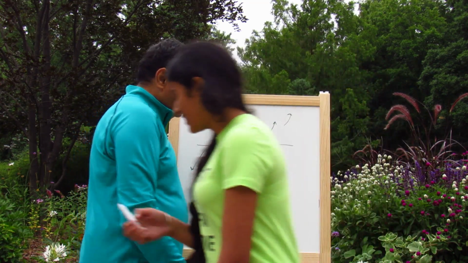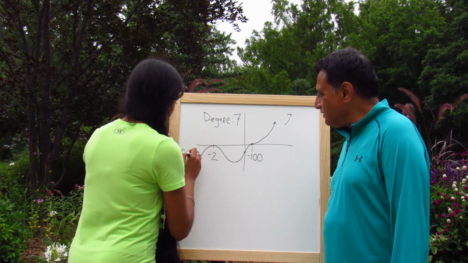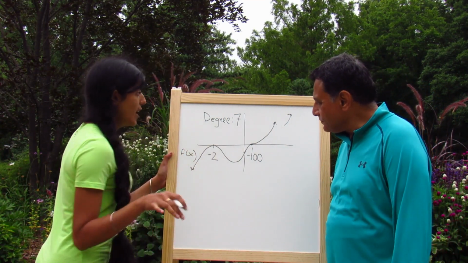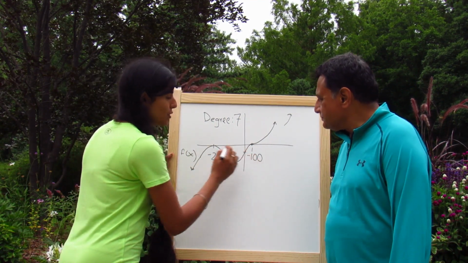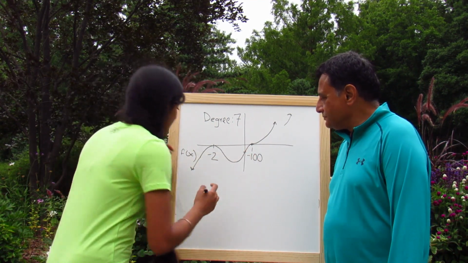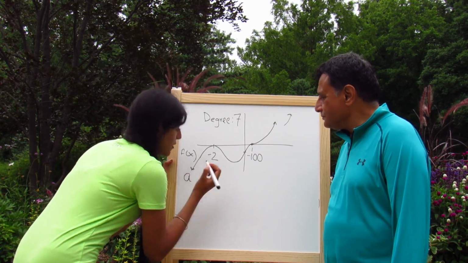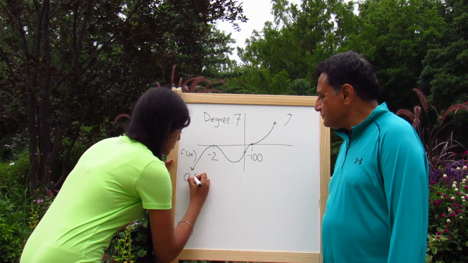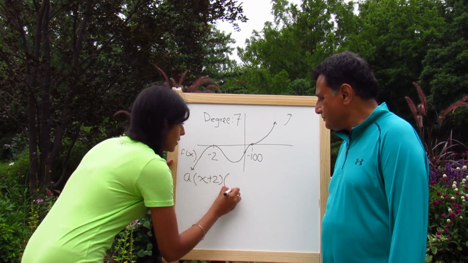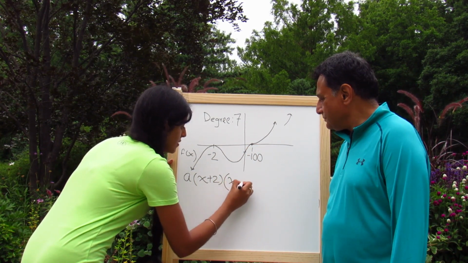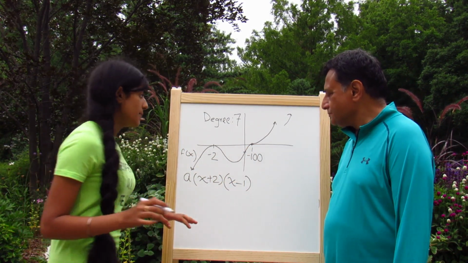So let this be f of x. I'll just write on the side. We don't know the a value, and how I know that is because we have a point that's given to us for a reason. But that would be taken care of later. So we can write a, which is unknown to us. But we do know our x-intercepts, so let's start off with that. x plus 2, x minus 1. There's nothing linear here, so you don't have to worry about it.